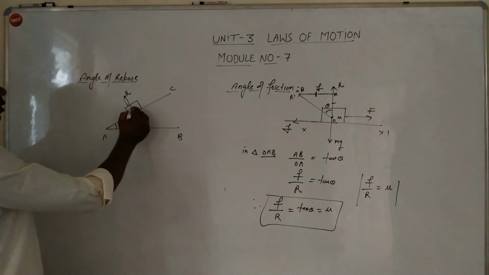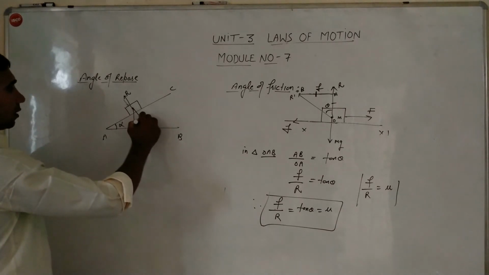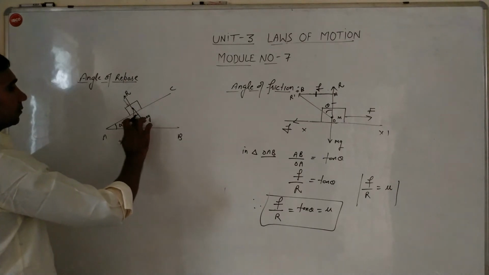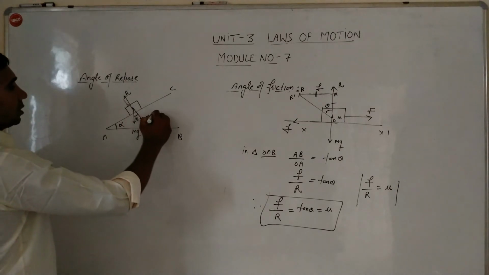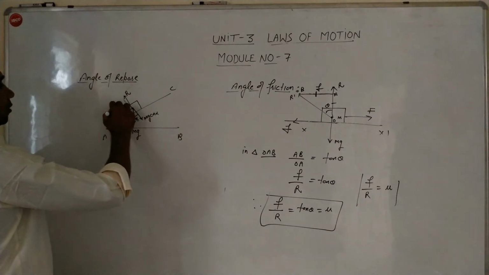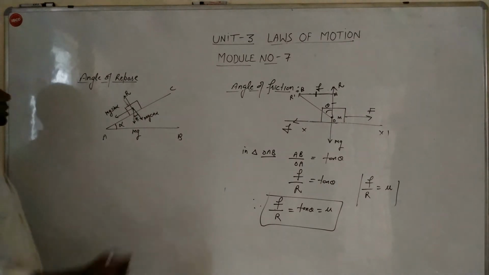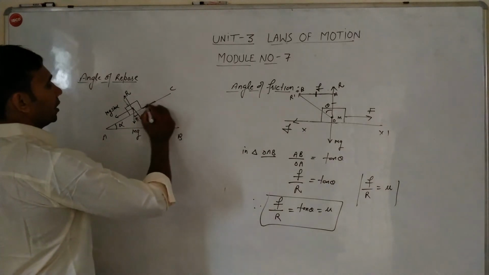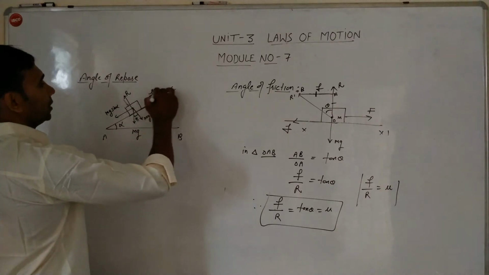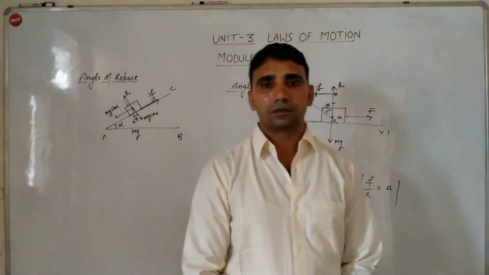This weight of the body can be resolved into rectangular components. One component is mg cos alpha, and this is mg sin alpha. This mg sin alpha is the force by which the body just begins to slide down, and this force acts opposite to the motion of the object. That is called frictional force.